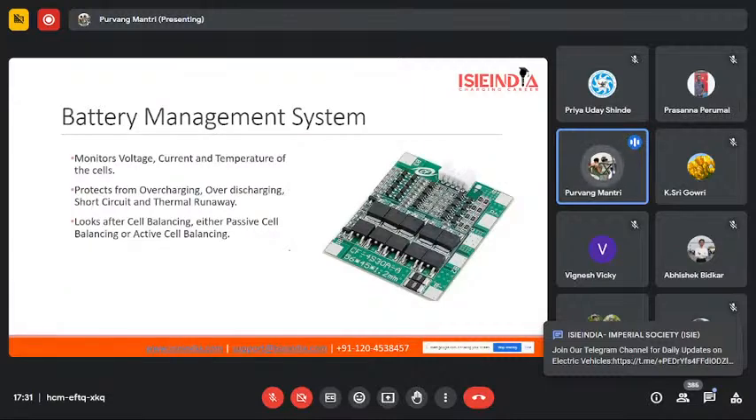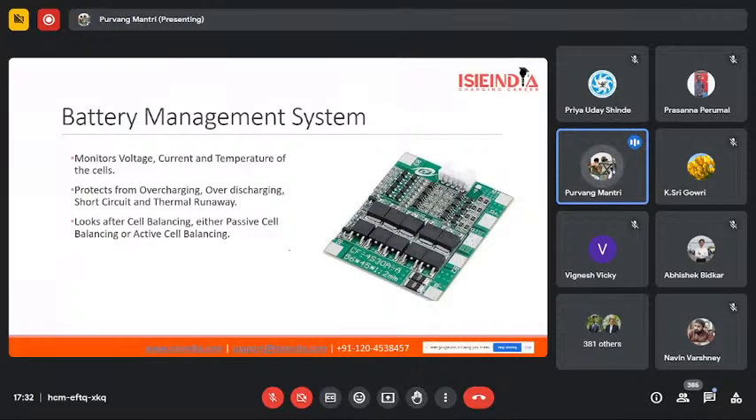And lastly, it will also look after cell balancing, which would either be passive cell balancing or active cell balancing. So this particular BMS that I've shown in this image is for just 4 battery cells, and it can monitor the voltage, current, and temperature of each of those cells. In majority cases, when it comes to our vehicles, we have almost 5,000 to 7,000 cells in the entire battery pack. So it cannot monitor each and every cell individually. So they have different protocols for it.